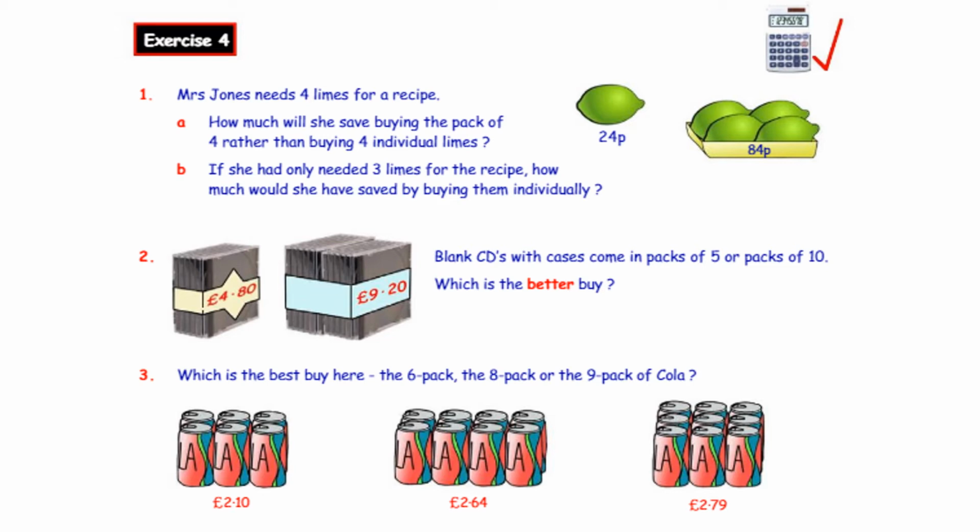Mrs. Jones needs 4 limes for a recipe. How much will she save by buying a pack of 4 rather than 4 individual limes? So what you would need to do here is multiplying. You're multiplying the 24. You don't need to divide the pack of 4 yet.